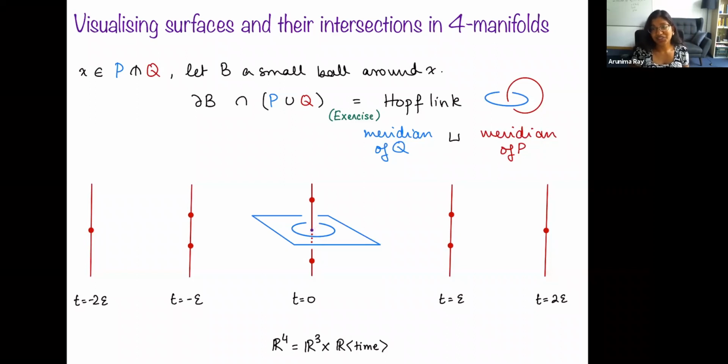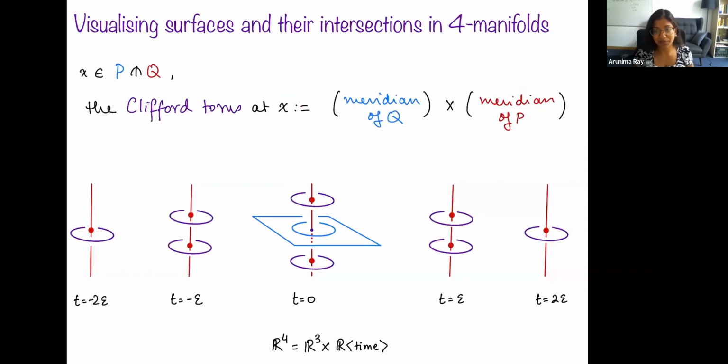And so the moral of this slide is that if I take two surfaces that are intersecting at a single point, the meridians of those surfaces form a Hopf link inside of that S3 boundary of a little B4 neighborhood. Okay. So now I want to continue on with this a little bit further.